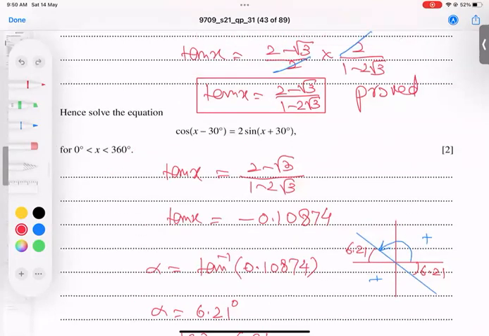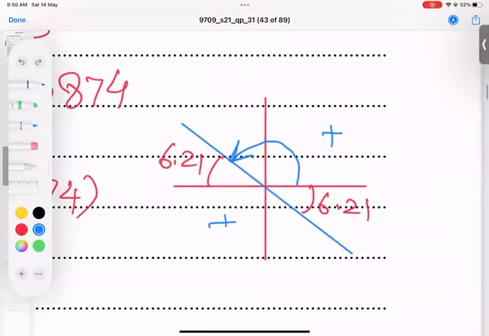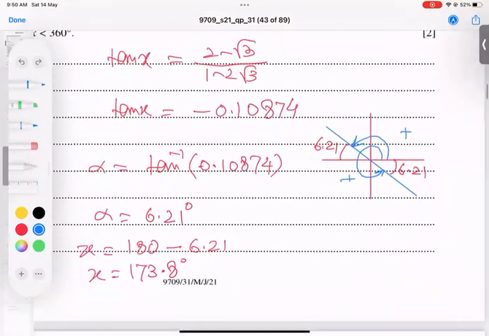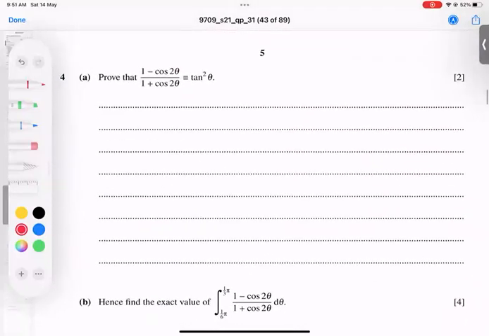But we need to find angles up to 360 degrees. So it means this is not enough, and then we'll go for the second. You can see in the diagram, starting from here and stopping here. So it means the full circle is 360 degrees, subtract this angle. So have a look now: 360 minus 6.21, and I'm getting the answer 353.8 degrees. So Alhamdulillah Rabbil Alameen, the question is completely over.